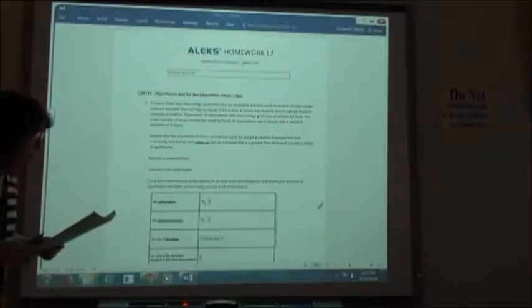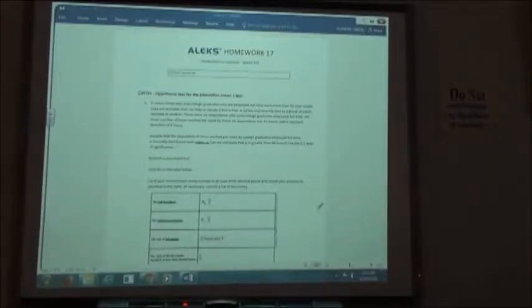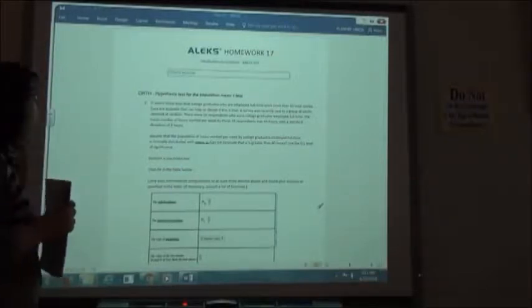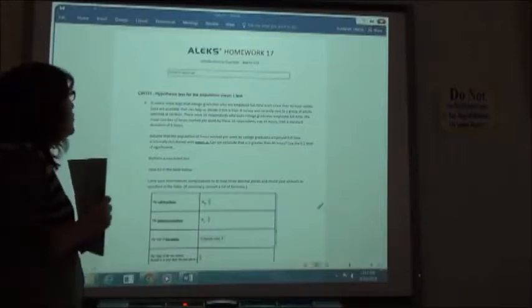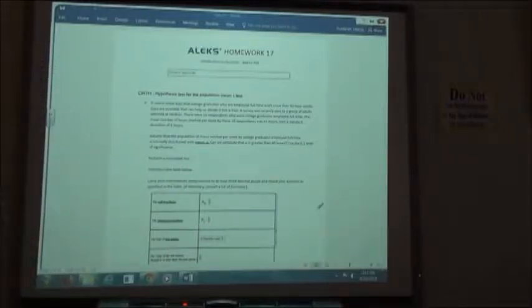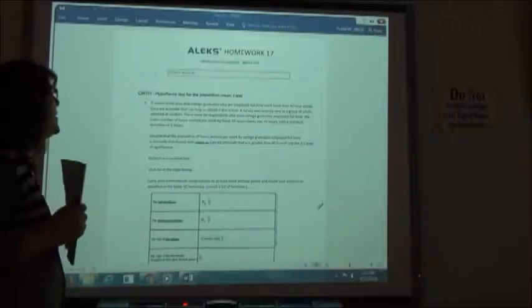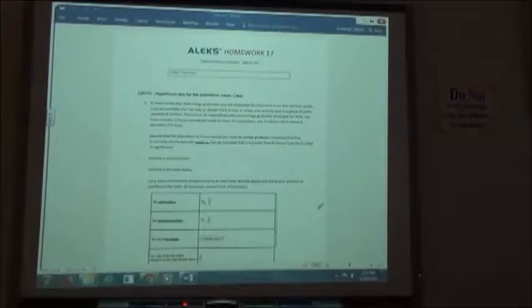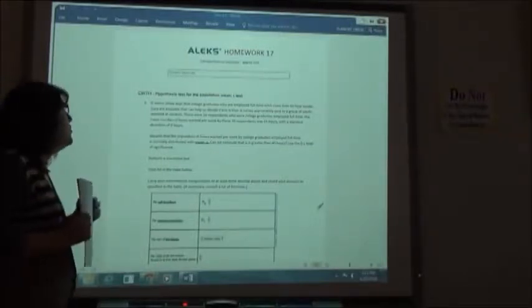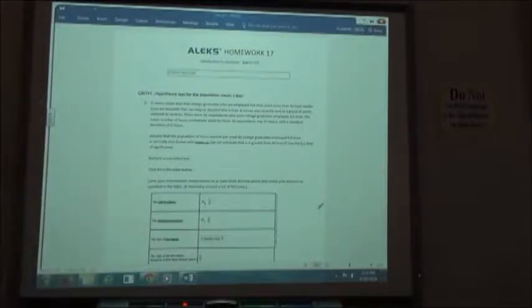So on number 1 here on homework 17, we're going to do the t-test this time. It says, it seems these days that college graduates employed full-time work more than 40-hour weeks. Data are available that can help us decide if this is true. A survey was recently sent to a group of adults selected at random. There were 16 respondents who were college graduates employed full-time. The mean number of hours worked per week by these 16 respondents was 44 hours, with a standard deviation of 9 hours.